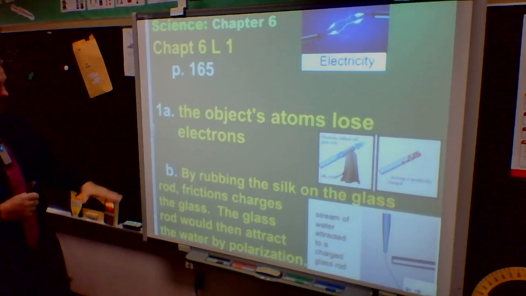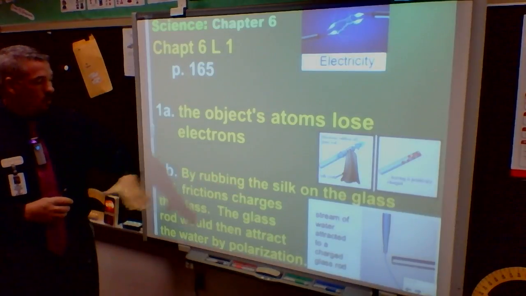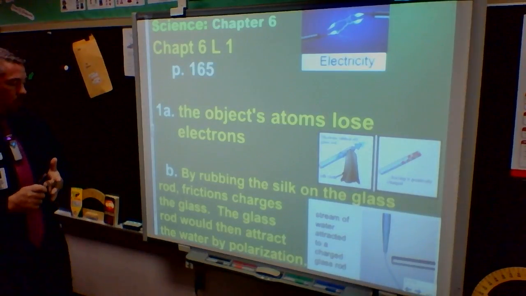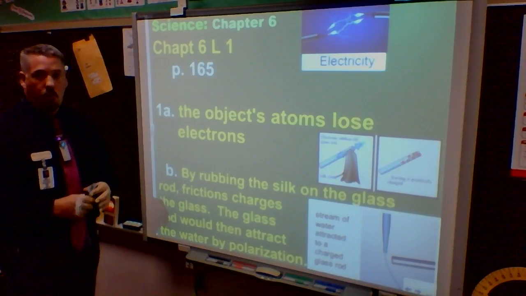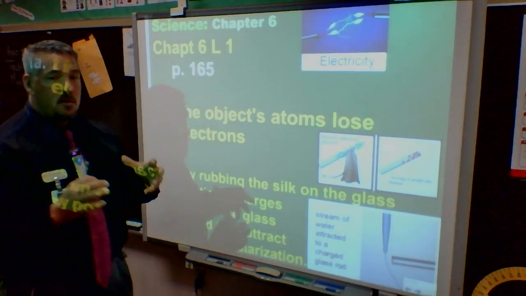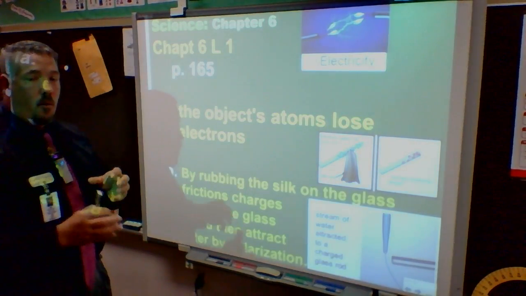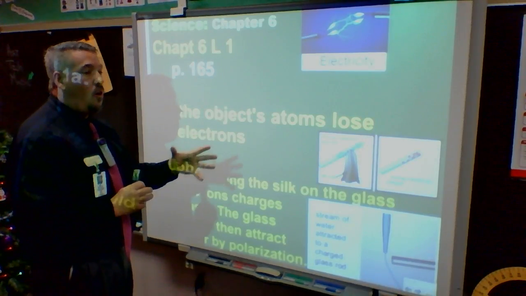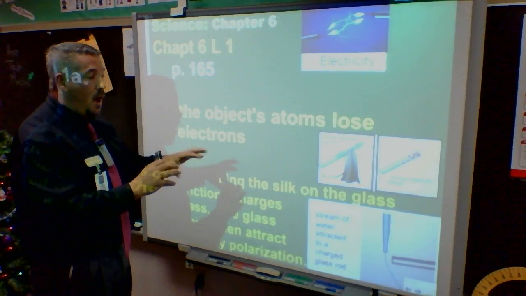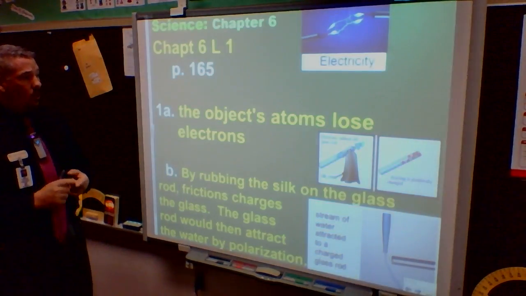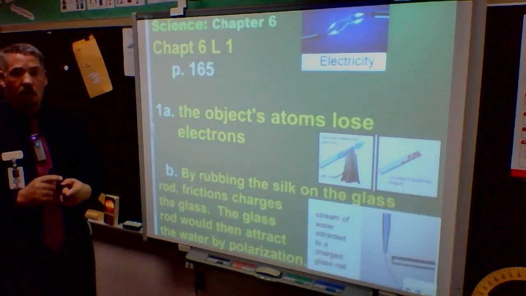So what you need to fill in is that by rubbing the silk on the glass rod, friction charges the glass. The glass rod would then attract the water by polarization. Polarization is by rubbing on something, causing a friction, but building up such a large amount of protons and electrons that it causes the exchange to happen without them touching, just like conduction. So that's all the information that you need to fill in inside of your book.